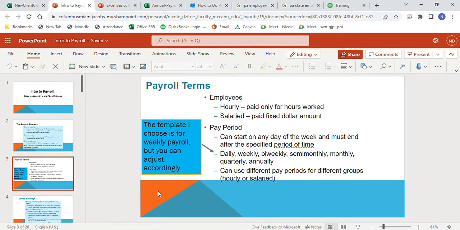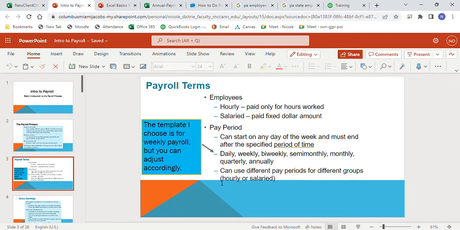All right, payroll terms. So you have 2 different types of employees. You have hourly employees and you have salaried employees. We're going to look at both of them in our worksheet. Then you also have several different pay periods. You have daily, weekly, bi-weekly, semi-monthly, monthly, quarterly, and believe it or not, even annually. The template that I chose from all the free ones is going to be a weekly one, but you could always adjust it accordingly.